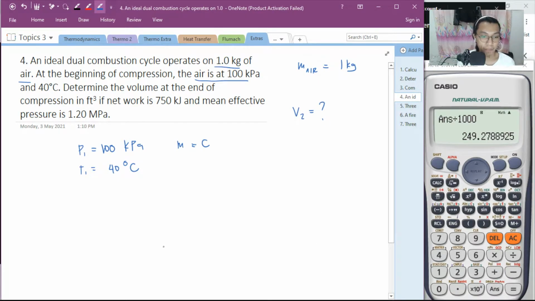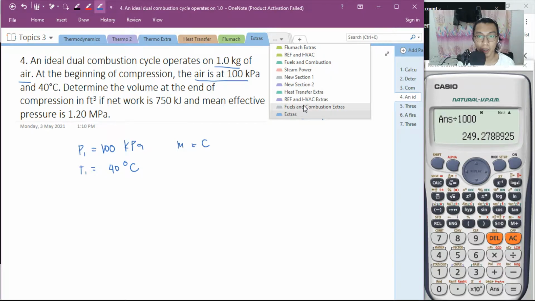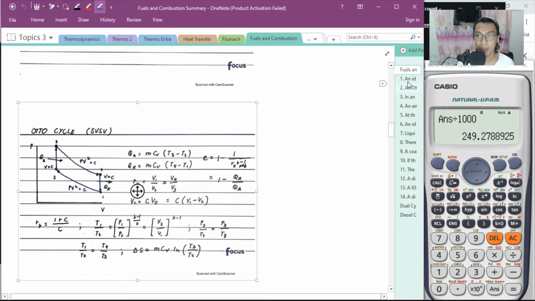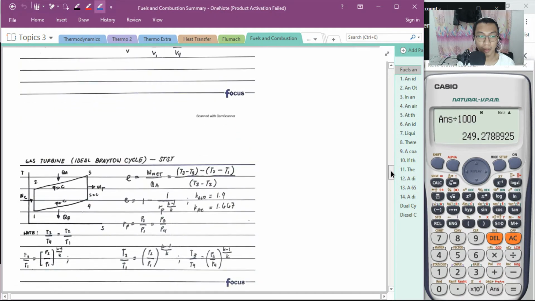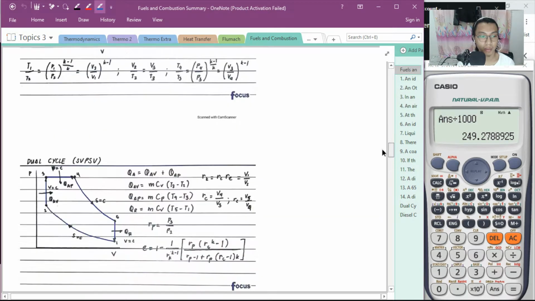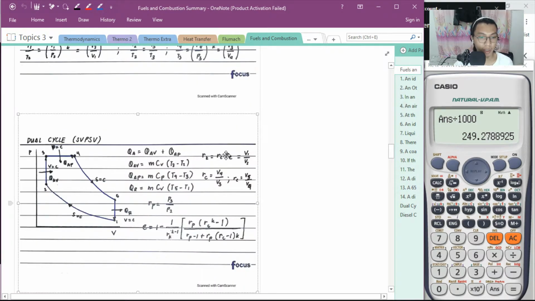So, drawing natin yung dual cycle combustion. Hanapin natin yung formula niya. Nandito sa fuels and combustion. Ayan. Dual cycle. Let me get this.